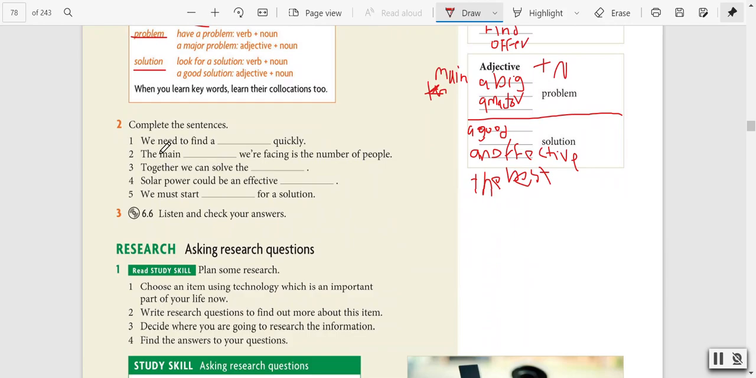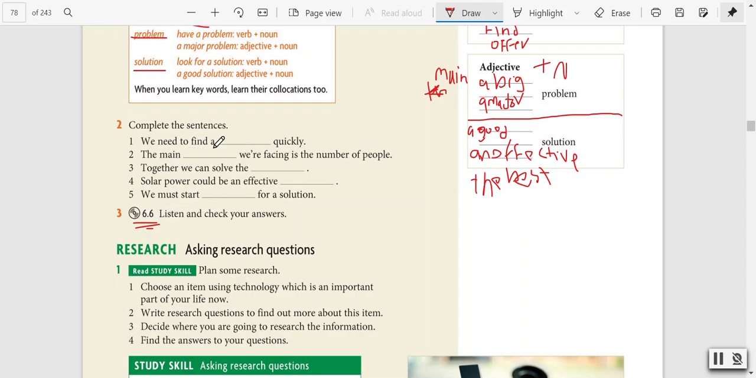We need to find a dash quickly. The main dash, okay, we are facing. I will tell you the answers and you can check your answer after that. In this exercise, we must use problem and solution, okay? Problem or solution. And after that, we have an audio. You can check your answers there in 6.6.